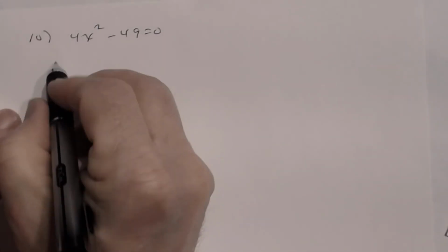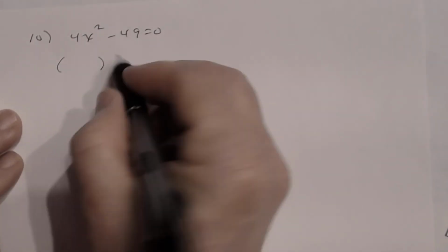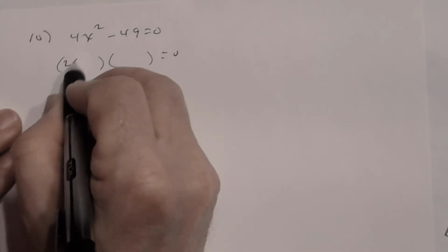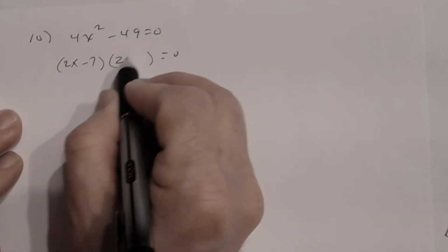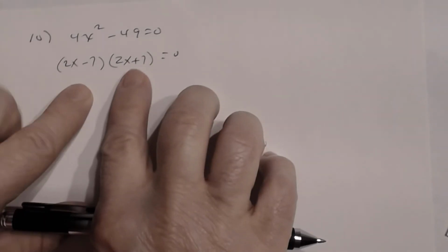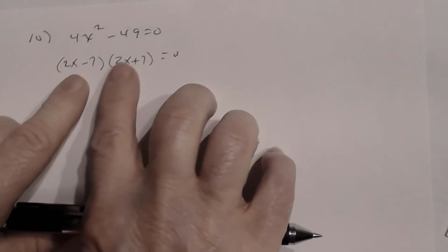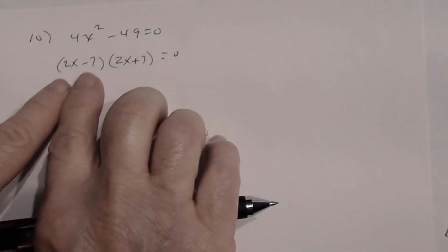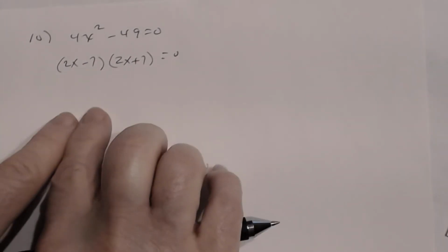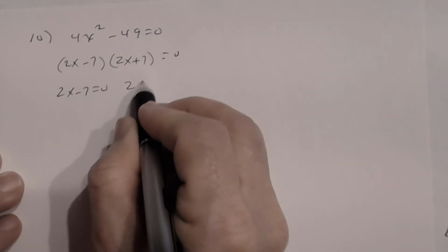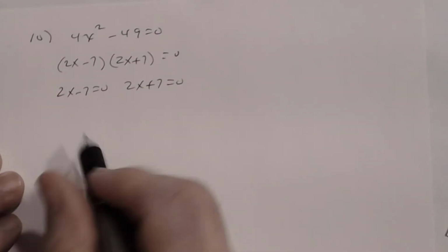And so I can factor this, and the GCF is 1, by the way. So I'm going to go ahead and factor this into 2 binomials. So I can factor this as 2x minus 7 times 2x plus 7, right? And so you have two different factors whose product is 0, so you can get 2 solutions. So now I'm going to use the zero factor property. So I set each one equal to 0. So 2x minus 7 equals 0. 2x plus 7 equals 0.